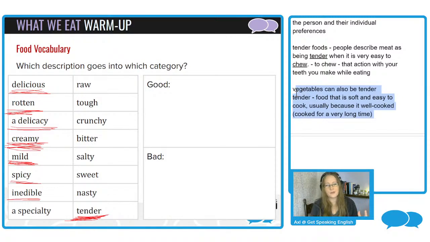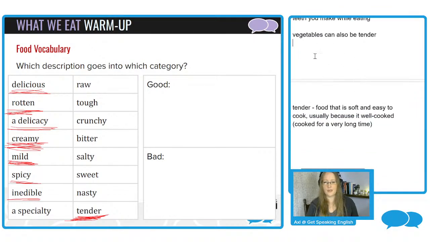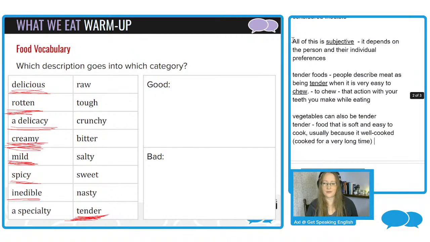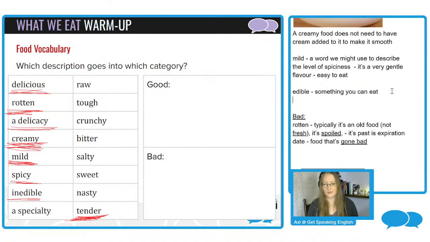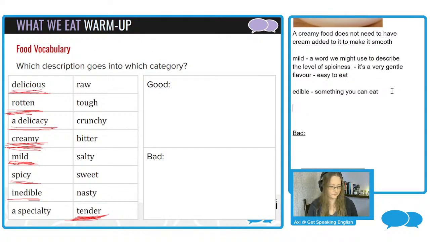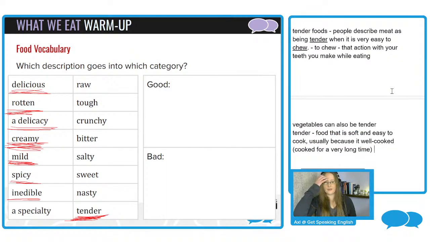You'll hear in recipes often, they'll say, cook the potatoes until they are tender and you can poke them with a fork or something like that. So when it gets that soft sort of consistency. And I would definitely think that this is a positive quality, for the most part. Let's put it up over here. Okay. All right, cool.